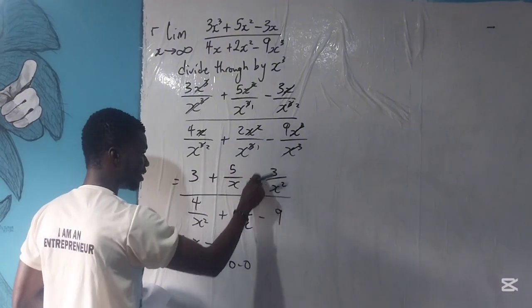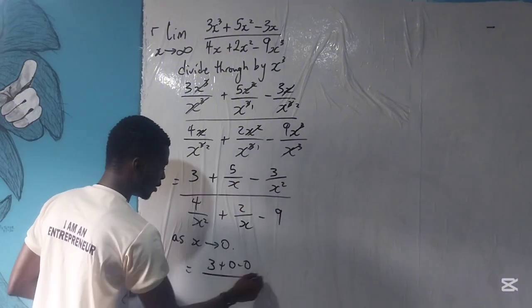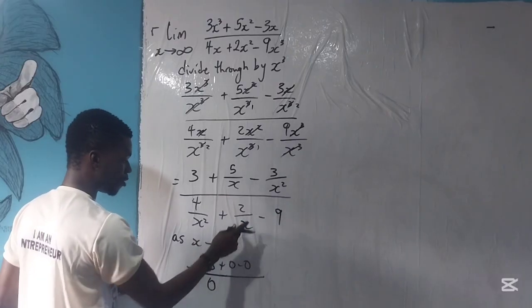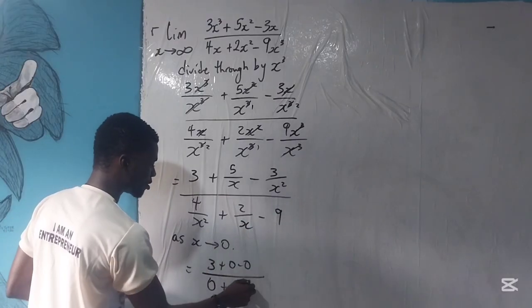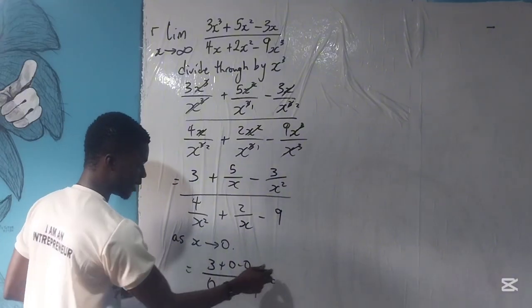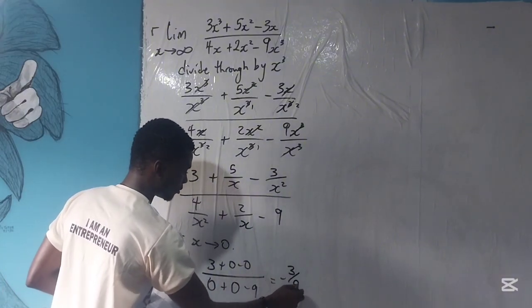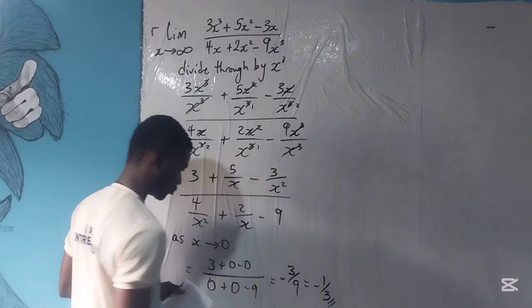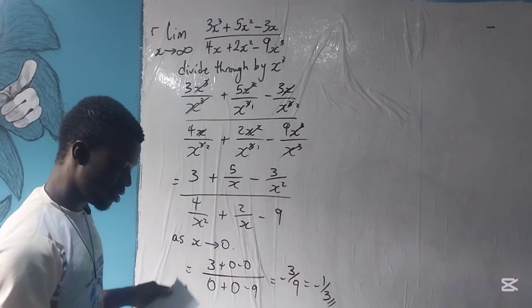The main function that is having the x will be 0. Then all over this one also, this main function will be 0. This main function of x will be 0. And this one minus 9. So at the end, what do we have? We have 3 minus 3 over 9, right? Minus 3 over 9. And 3 goes, that's minus 1 over 3.